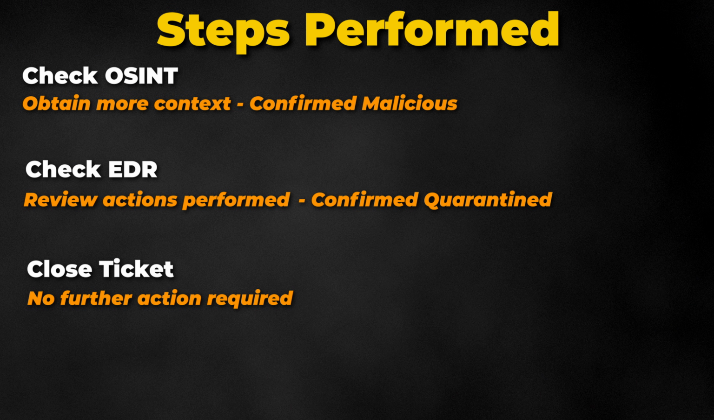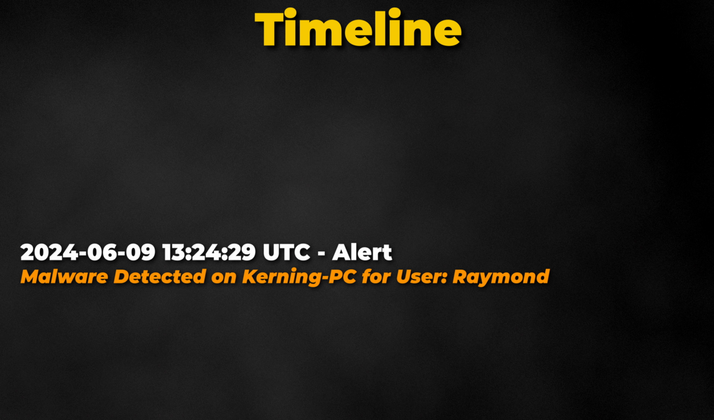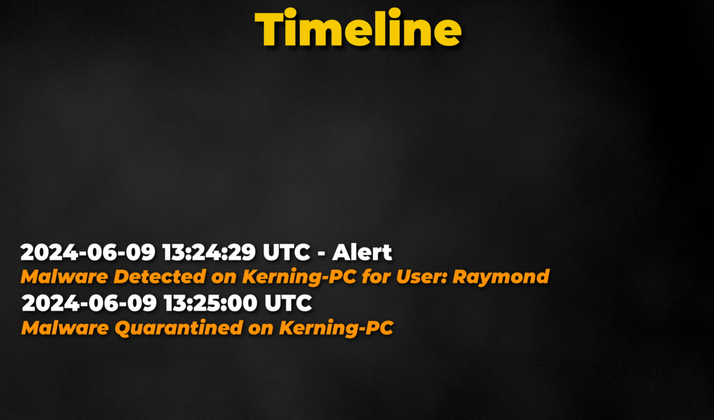Let me give you an example of what could have happened if you only did the above steps in the beginning, where you checked OSINT, confirmed that the threat was quarantined, and closed the ticket. Disclaimer, I am aware that an EDR, endpoint detection and response, could likely pick this up, but the point of the video is to stress the importance of looking at surrounding events and do more. On June 9th of 2024, 13:24:29 UTC, malware was detected on the computer kerning-PC for the user Raymond. At 13:25 UTC, the malware was quarantined successfully on the machine and you close the ticket and move on to another alert. This is what you missed.